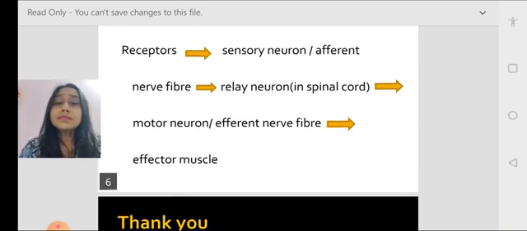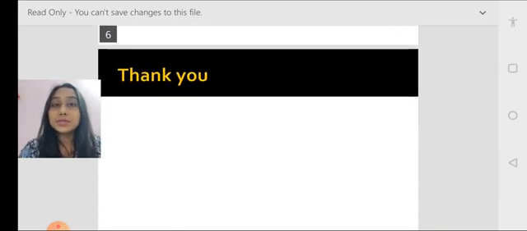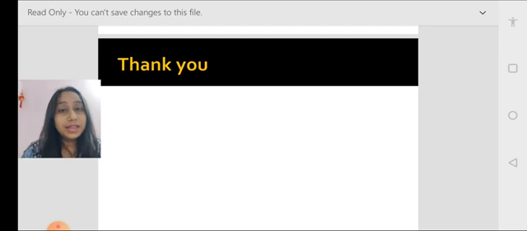I hope you have understood today's topic. What we have learned today, we have learned about the synapse and its types, and then we also learned about reflex action and the pathway of the reflex action, which is called reflex arc.